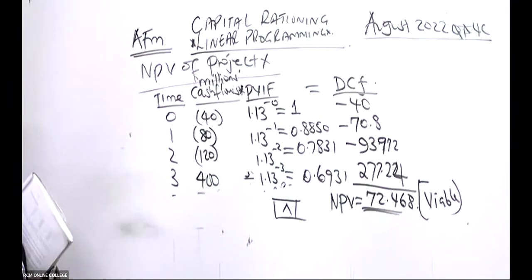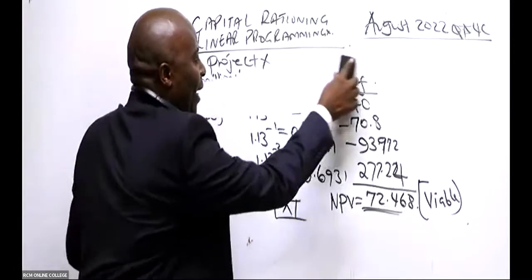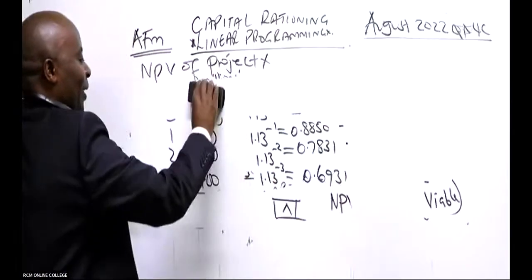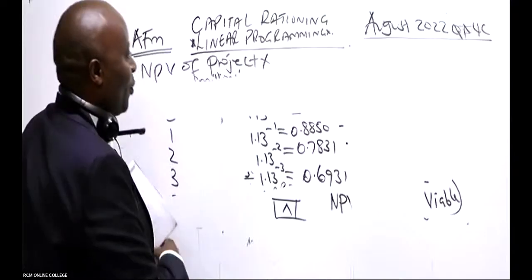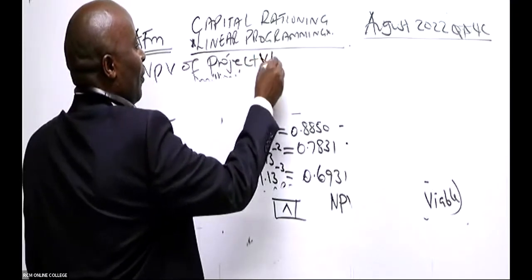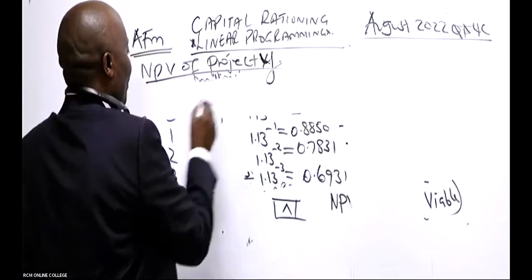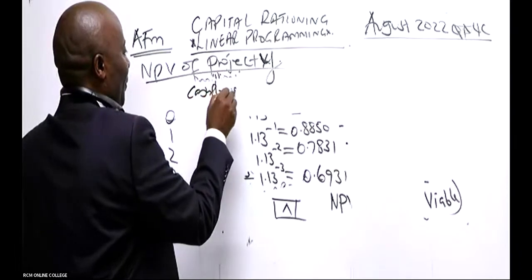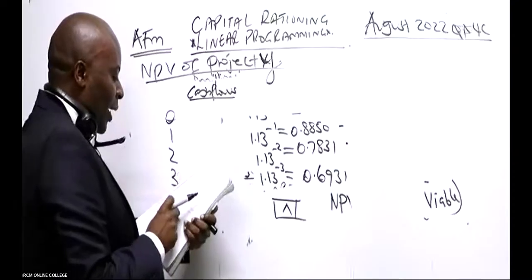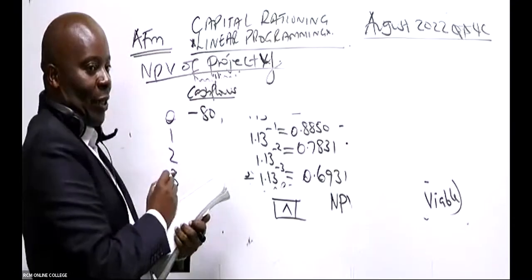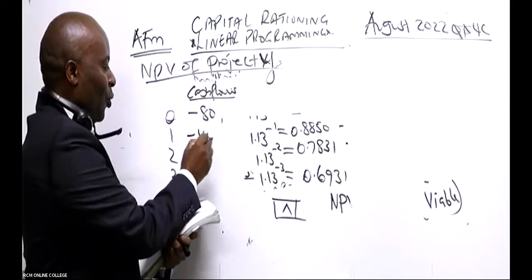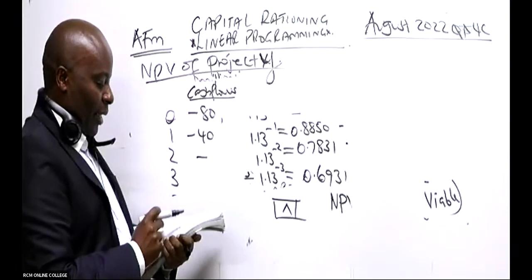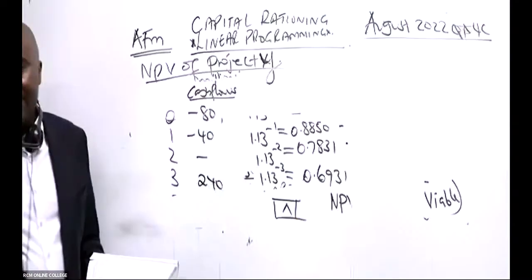So then I'll write there, NPV of project Y. So this is NPV of project Y, like that. So we have 0, 1, 2, 3. We have our normal cash flows. So for project Y, I can see negative 80. Remember, our figures are in thousands. I can see negative 40. I can see a dash there, which is a 0. And then lastly, I can see 240.